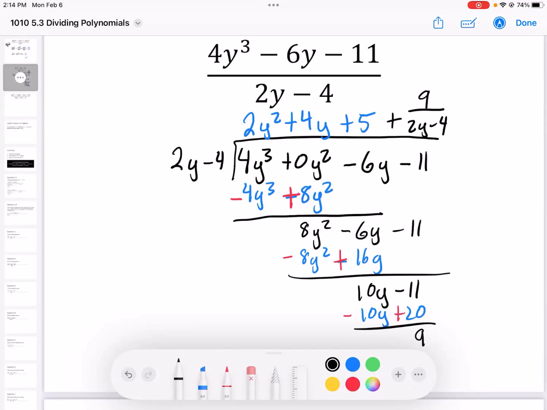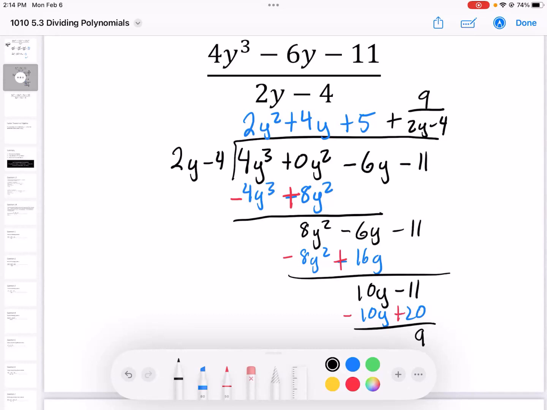Okay. So one of the places that I usually see people make the most mistakes, and this is also where I make the most mistakes, is in these subtraction steps. It's relatively easy to do the multiplication and the division and all that, but make sure when you do the subtraction that you subtract all of the terms.